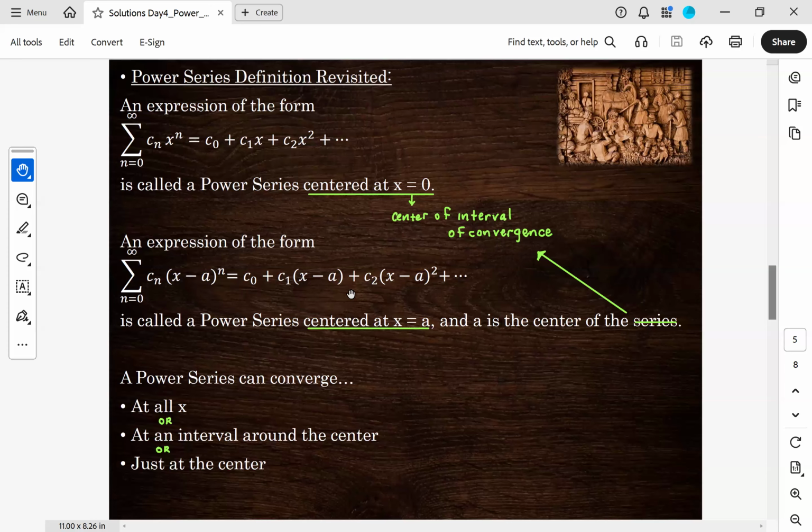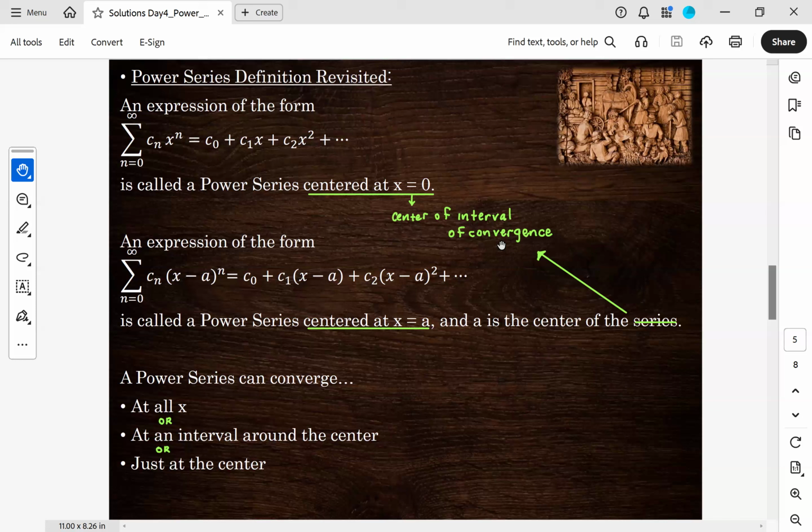This is just communicating that we can still treat these things as power series if you have x plus 1, x minus 4, things like that. And what's happening in those cases is you're adjusting the center. Whatever this a value is, that's going to be the center of your interval of convergence. Here it says center of the series, which isn't necessarily wrong to say, but it's really more specific to say it's the center of the interval of convergence for the series.